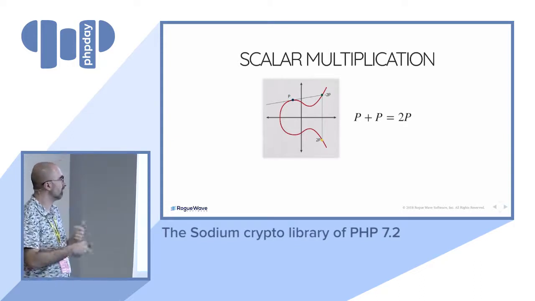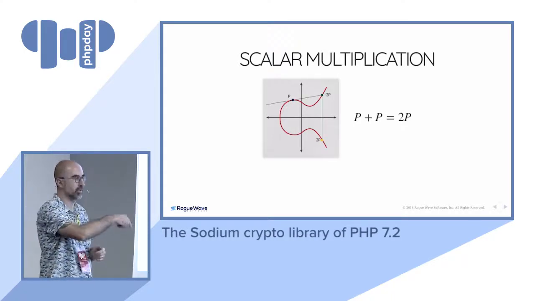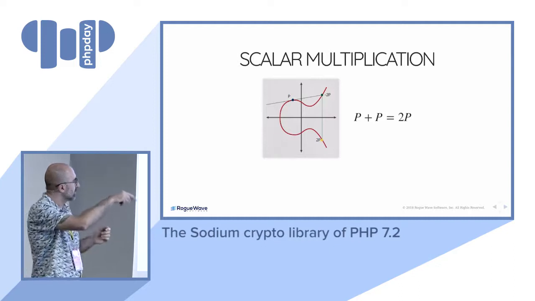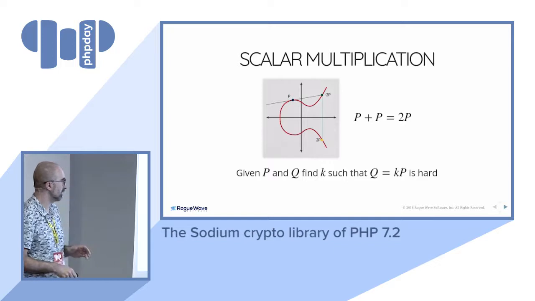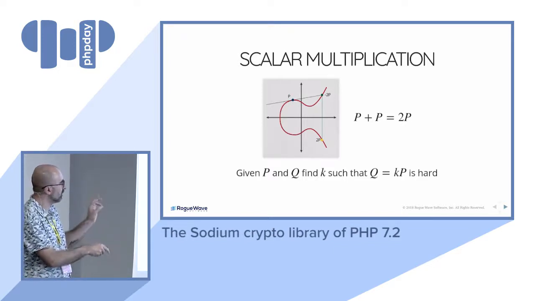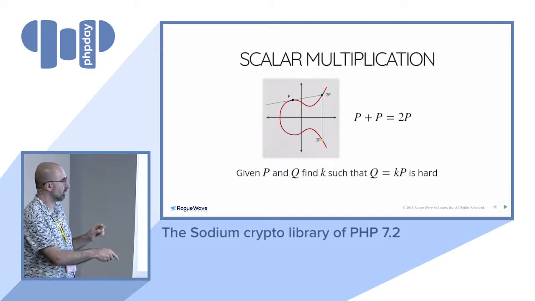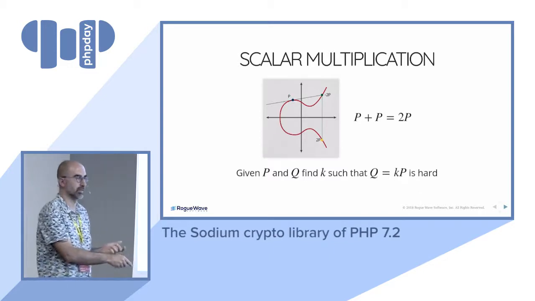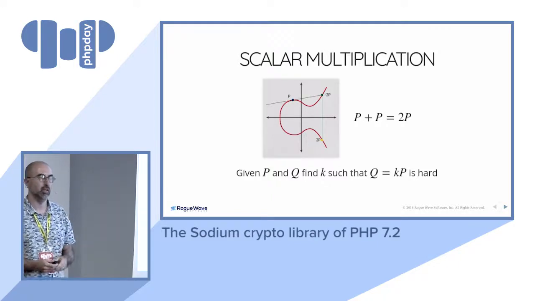So you can iterate this process over and over, P plus P, and so on, as many times as you want. Given P and Q, imagine that you choose 2 random points on this curve, finding k such that Q is k times P is very hard. This is a very hard problem in mathematics.